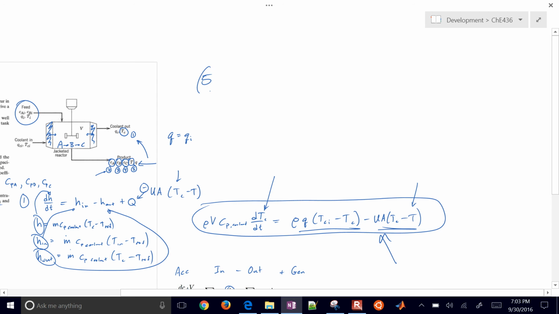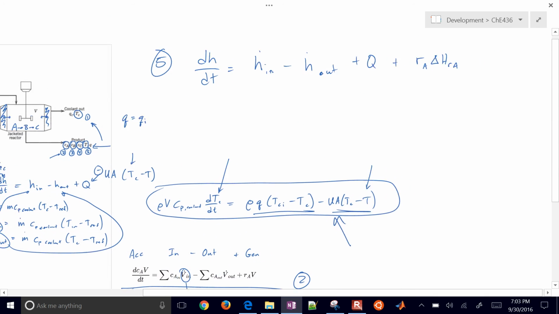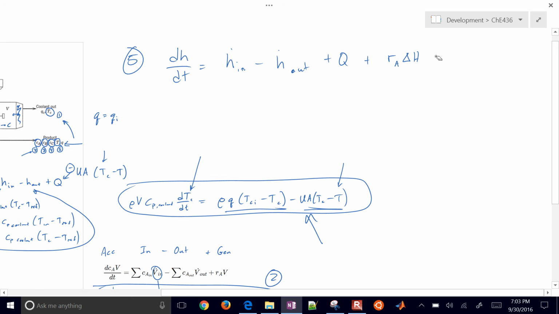Okay, so I'm just going to do this one. Number 5, I'm going to set this one up over here. dH/dt for the reactor is going to be the enthalpy flow in minus the enthalpy flow out, plus Q from the cooling jacket, plus RA times delta H of reaction A. Actually, we're just going to use delta H1 times rate 1 here.